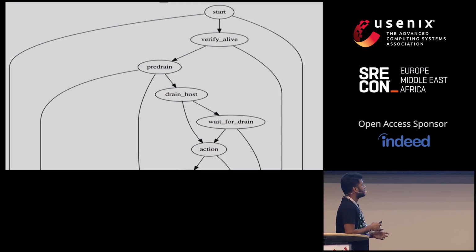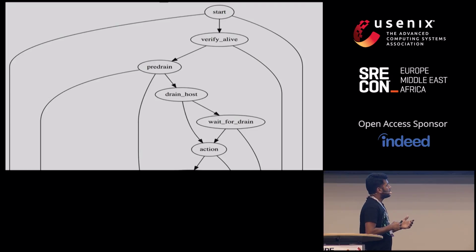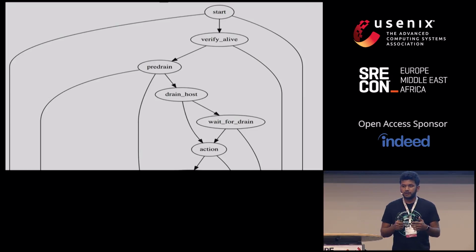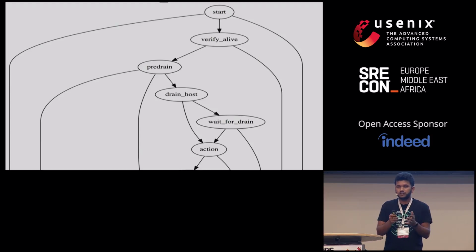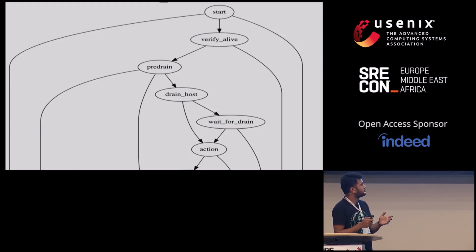So first, let's assume you're upgrading a host X for a kernel upgrade. The verify alive stage is where you figure out if this automation framework of yours is able to reach the machine via SSH, and it's able to connect to it.